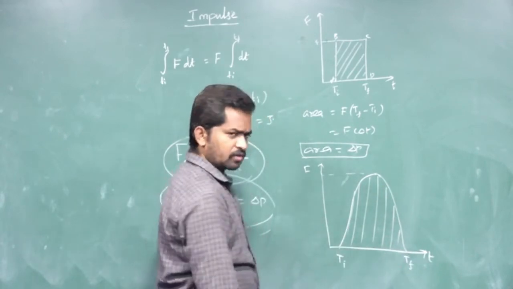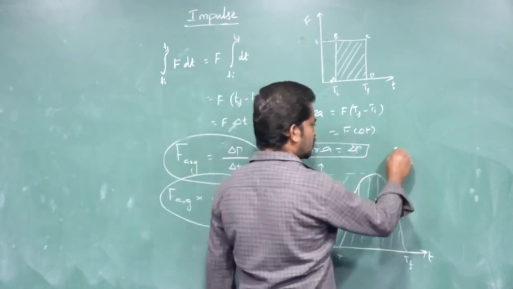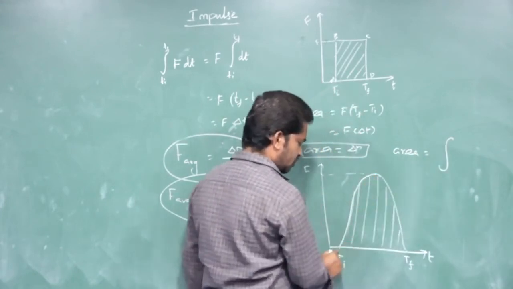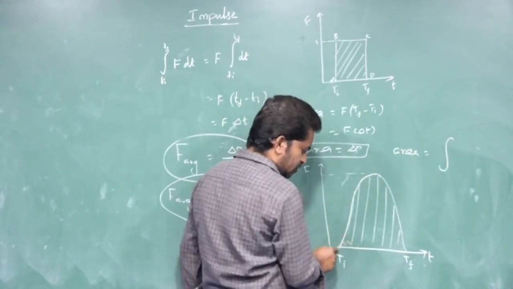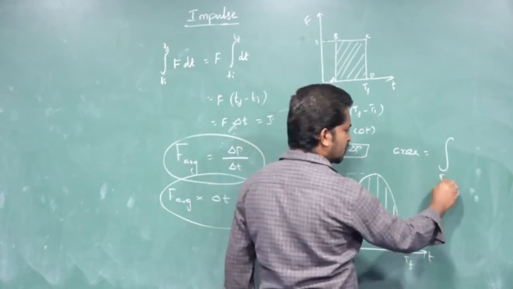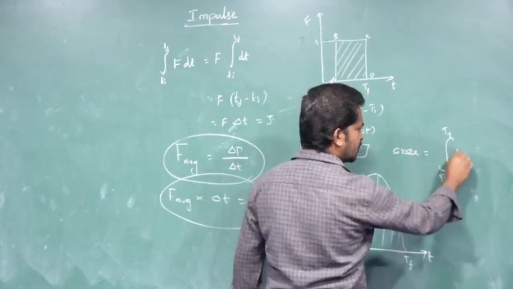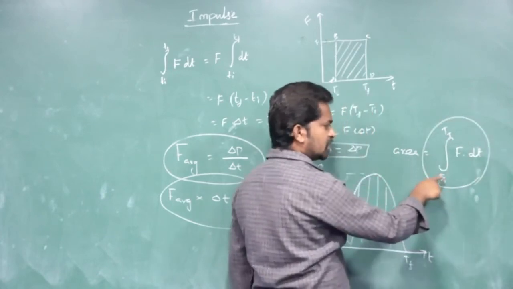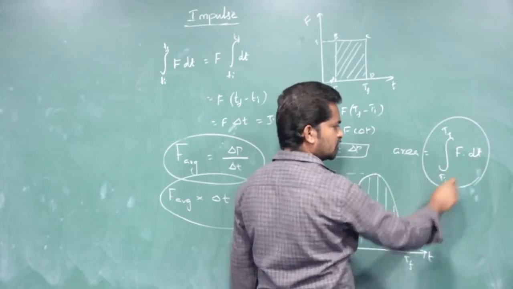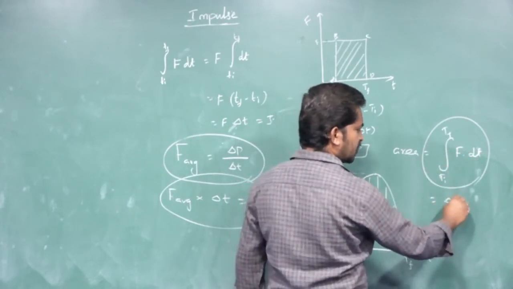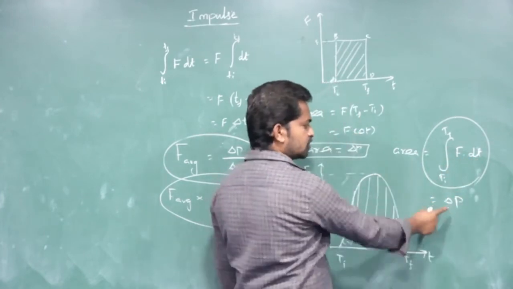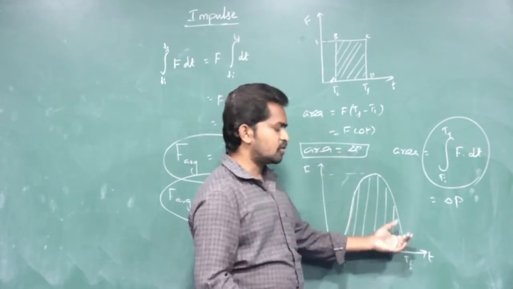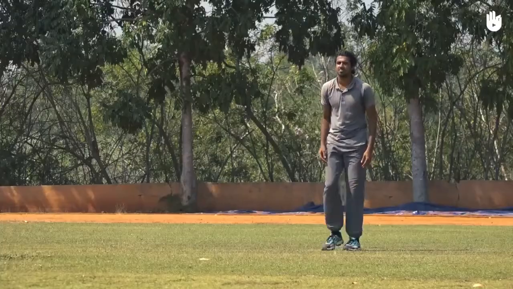Do you know how we can calculate this area? This area is equal to the integral, from the initial point to the final point TF, of force into dt. So from initial time to final time, the integral of force into dt gives del p, the change in momentum. So the area under this curve gives the impulsive force, or impulse.